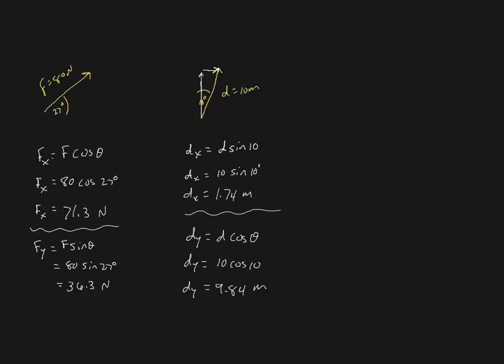Okay, try another one. We have 240 kilograms meters per second. This is a unit of momentum. And the angle we're given is 60 degrees. Go ahead and calculate the momentum in the x dimension and the momentum in the y dimension.